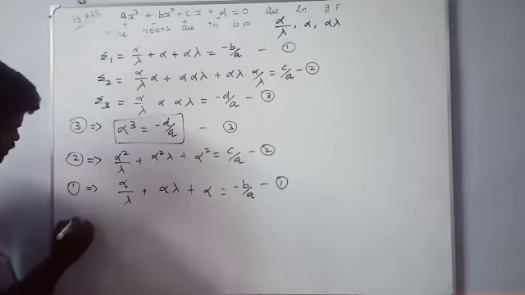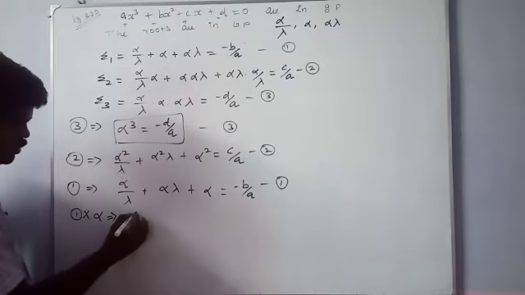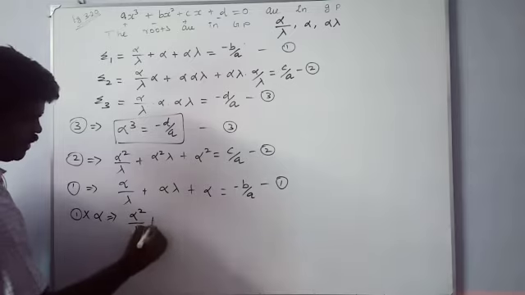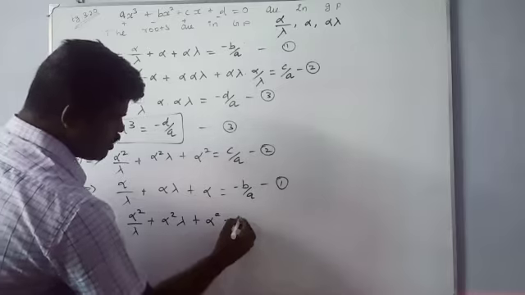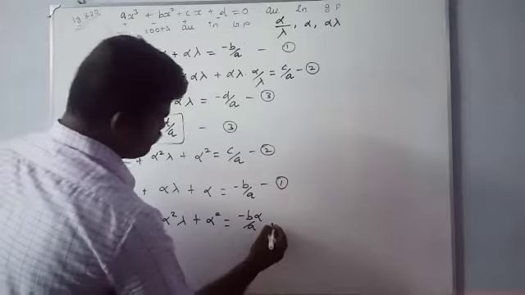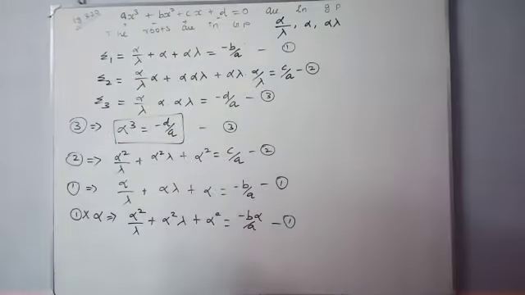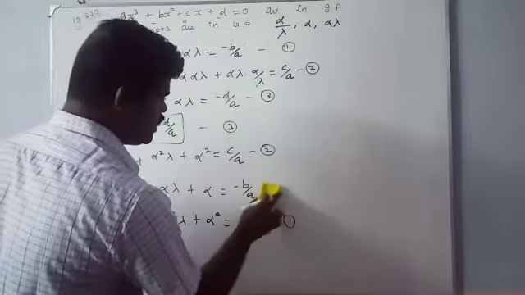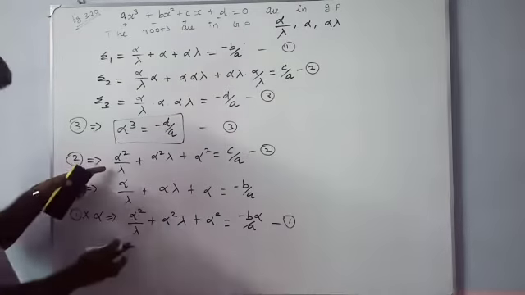Now we want to multiply the first equation by alpha on both sides. Alpha square by lambda plus alpha square lambda plus alpha square is equal to minus b by a into alpha. Right? So this is the simplified form of the first equation. Now compare 2 and 1. Compare the second and first equation.